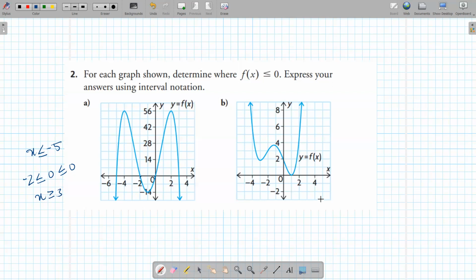When x is 1. Yeah, that's it. Not even greater than. When x is 1, that's the only time this thing is satisfied, right? Because if you say x is greater than or equal to 1, then you're implying this. That's wrong because it's not below the x-axis. Same thing on the other side.